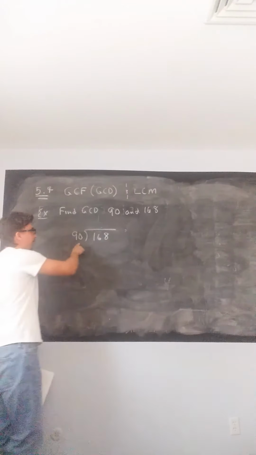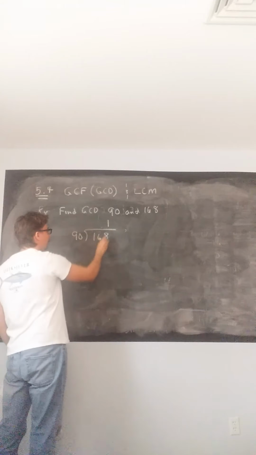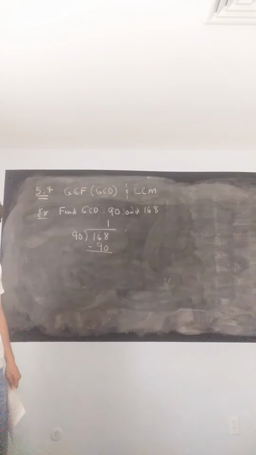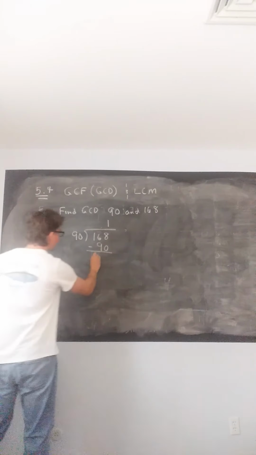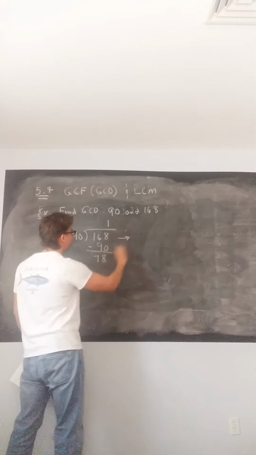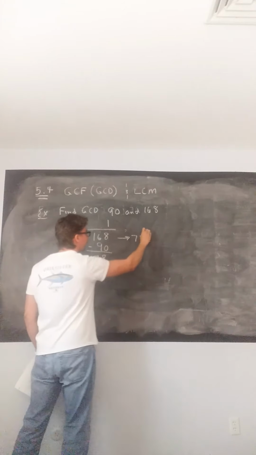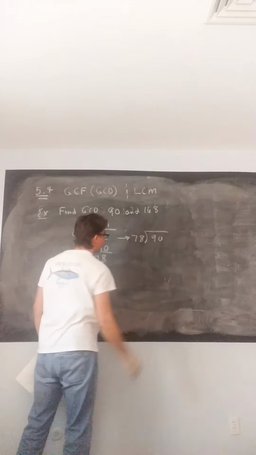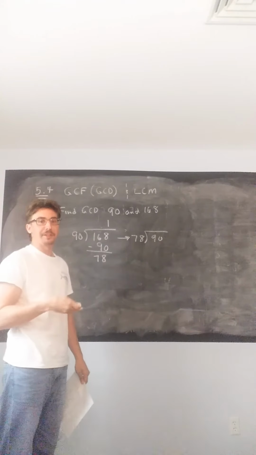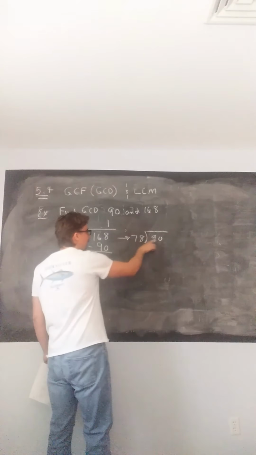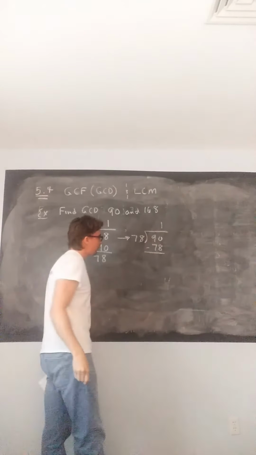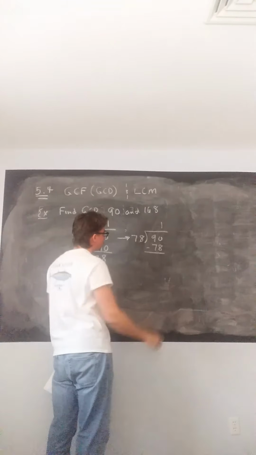Now, how many times does 90 go into 168? Well, only one time. 168 minus 90 gives you 78. Obviously, this is not a zero remainder, so we need to go again. So 78 goes on the outside, 90 on the inside. We call it an algorithm because an algorithm is just a fancy word for a procedure. 78 goes into 90 one time. 90 minus 78, that'll be a 12.